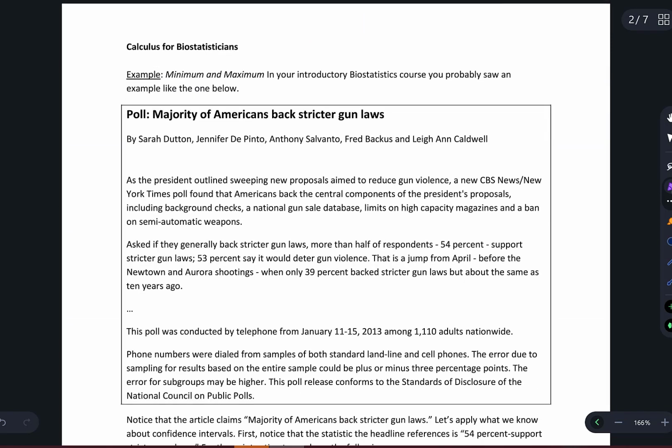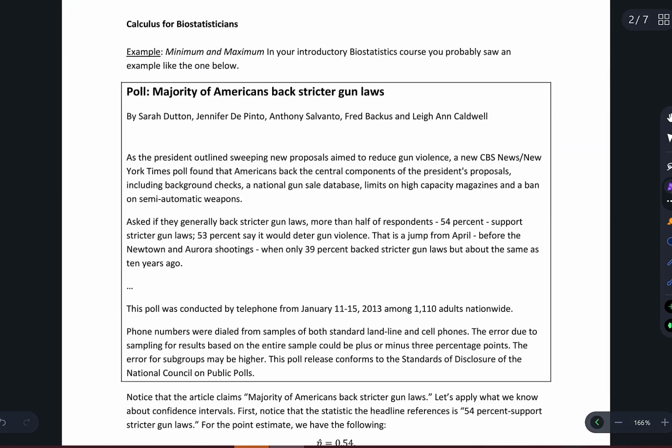So another place that derivatives become very useful is when we're looking at minimums and maximums. In your introductory biostatistics course, you probably saw an example really similar to the one that we have below. What I've got here is a news article, and if you want to, you can pause the video and read this news article.